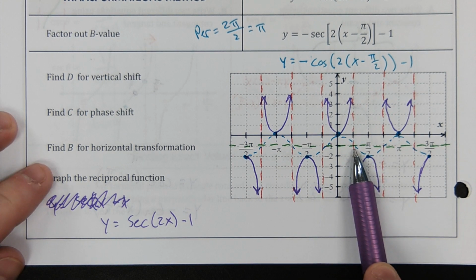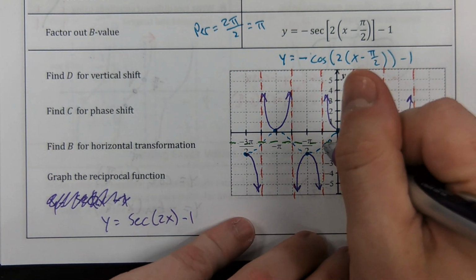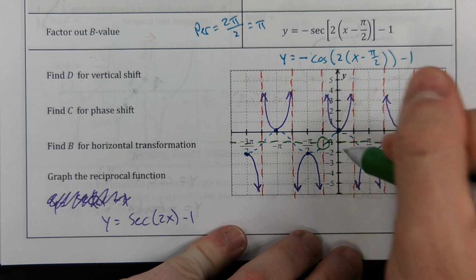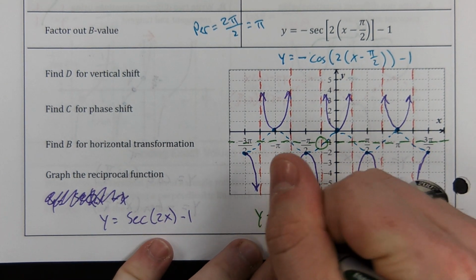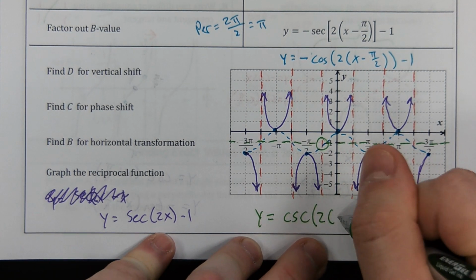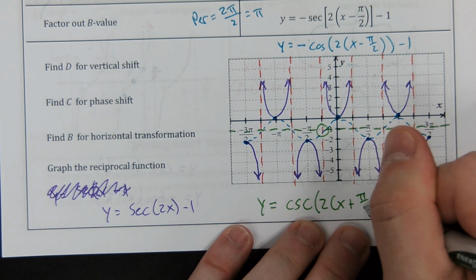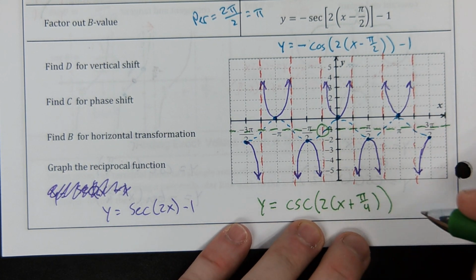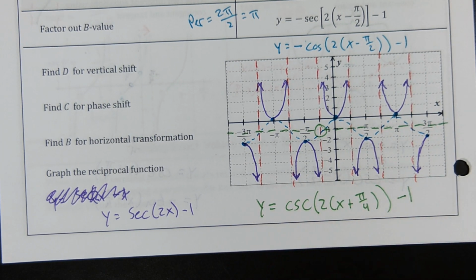Pi over 4 would give me a negative sine wave. Negative pi over 4. Wow, that was painful. But yeah, if you start right here, you can start a positive sine wave. So we could start a positive cosecant graph there as well. y equals positive cosecant of 2 times x plus pi over 4, minus 1. There it is.